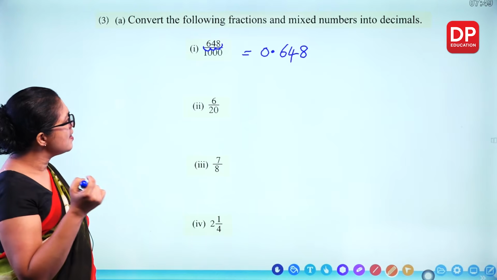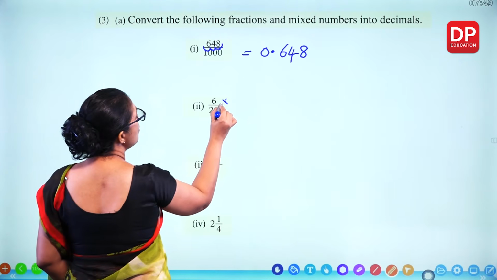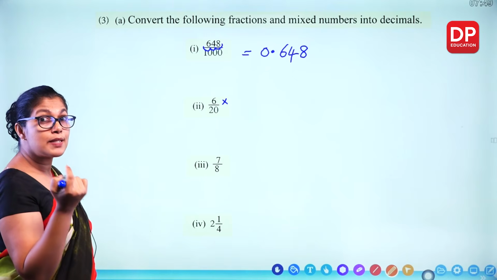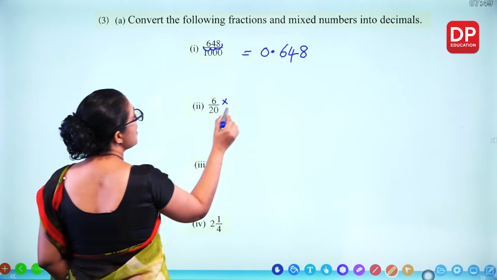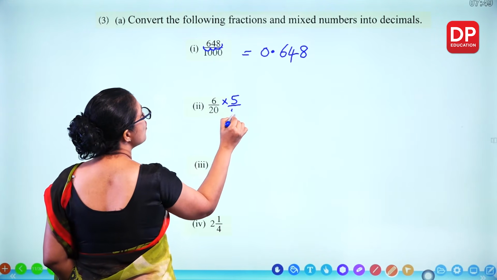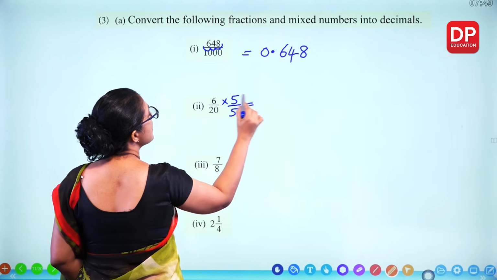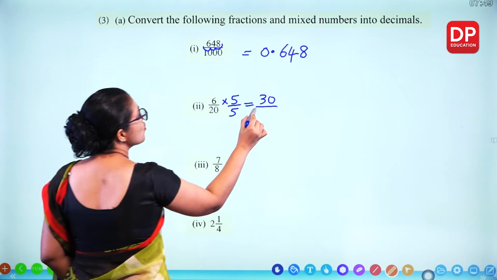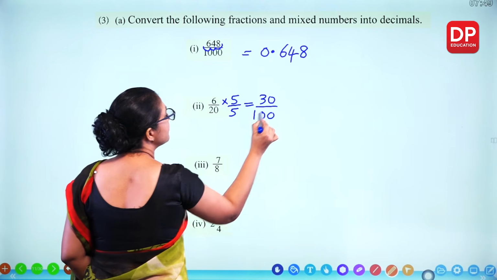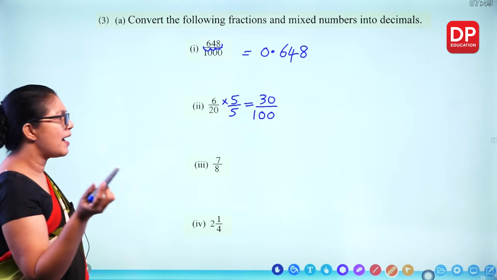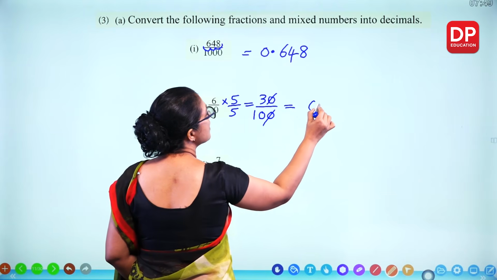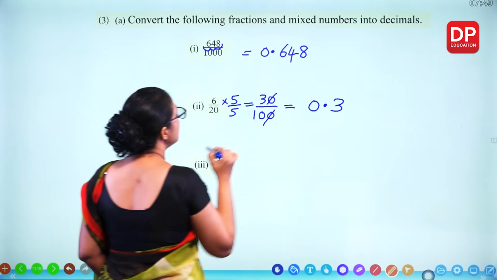6/20. It's easy to convert to a denominator that is a multiple of 10. We'll multiply both the numerator and the denominator by 5. You get 6 times 5, 30. 5 times 2, so 20 times 5, 100. 30 divided by 100 means you can see 3/10, 0.3.